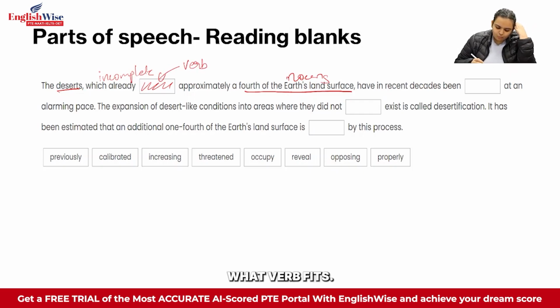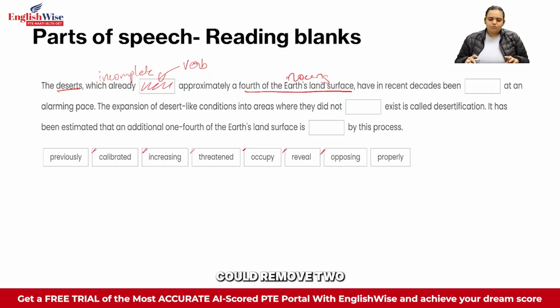Now let me see what verb fits. So what are the verbs given over here? Always try to narrow down your options first, guys. The verb given to me over here is occupy. So occupy is my verb. I have been given reveal as a verb. I have been given opposing. I have been given threatened, increasing and calibrated. So at least I could remove two options there.